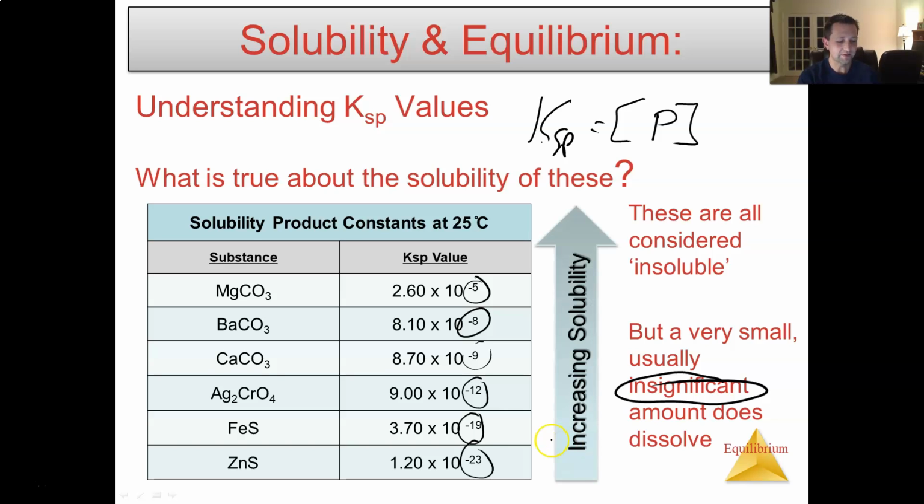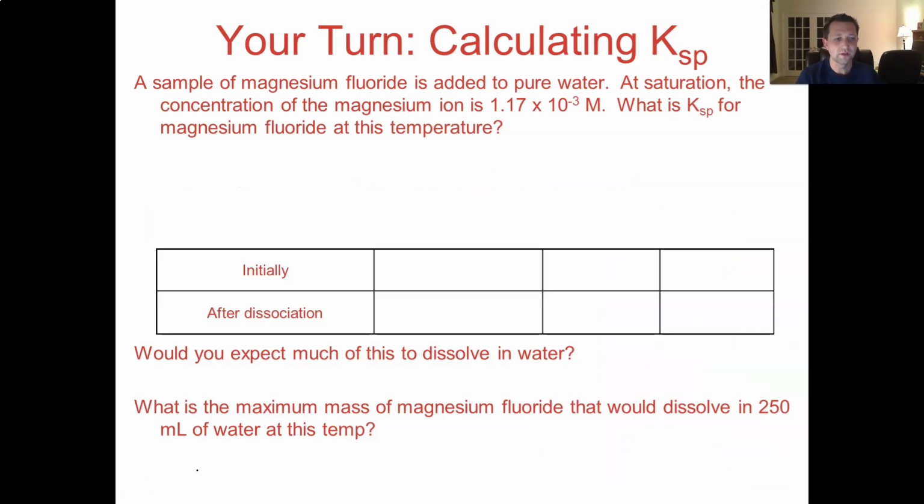So zinc sulfide does some dissolve, like hardly any, like the tiniest amount. I mean, look, you have 10 to the negative 23rd power. You're talking super tiny amounts of this stuff. Magnesium carbonate, it's still a tiny bit that dissolves, but the exponent is 10 to the -5. So we've definitely got more magnesium and carbonate ions floating around than we do zinc and sulfide ions here, but it's still not a lot.